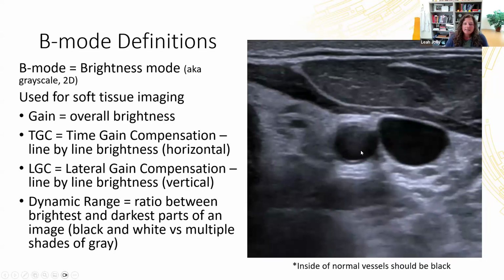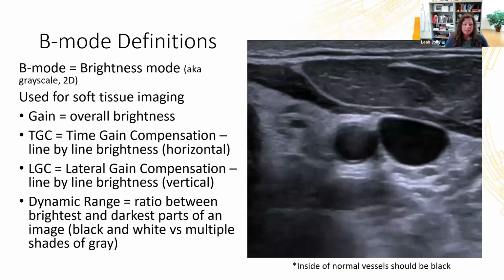This common carotid has some fuzzy stuff in there. So we want to determine, is that pathology, or is it just that we need to adjust the machine a little bit and try and minimize that if at all possible? So some things we can adjust. Gain is going to increase or decrease the overall brightness of the image. So in this case, if we were trying to get rid of that fuzz, we would decrease the gain.